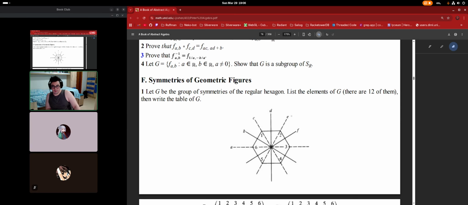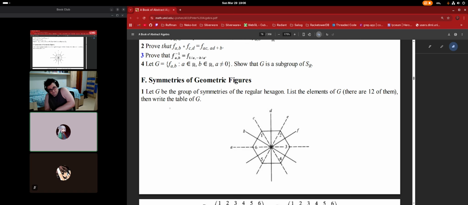Okay, so symmetries of geometric figures. Let G be the group of symmetries of the regular hexagon. List the elements of G. There are 12 of them. Then write the table of G. Yeah, so I guess that is the case.